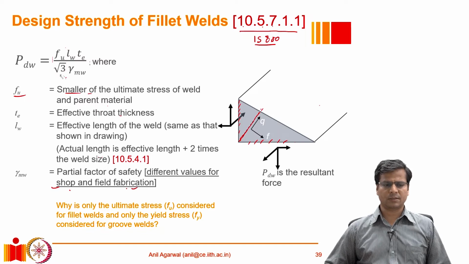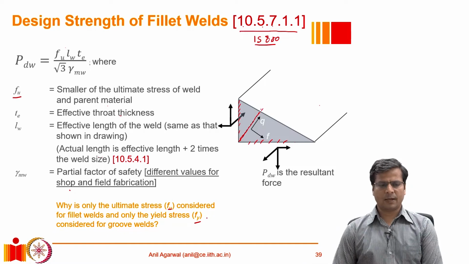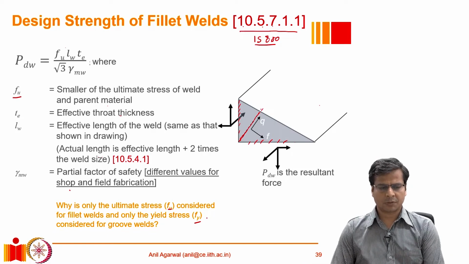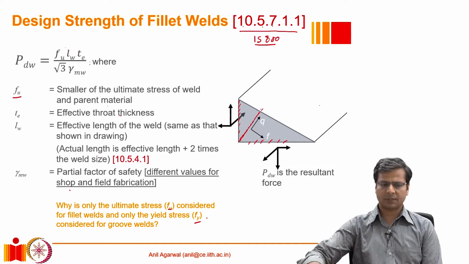So, this is basically a conservative way to estimate the strength, but this is very frequently used. Now, coming back to the original question, I had asked why are we using Fu, right? If you remember, for groove welds, we had used the value Fy and not Fu. So, the question was, why are we using Fu here, and not Fy? Fy is the yield stress and Fu is the ultimate stress, and then we are taking the Fu value, which is smaller of the two materials.